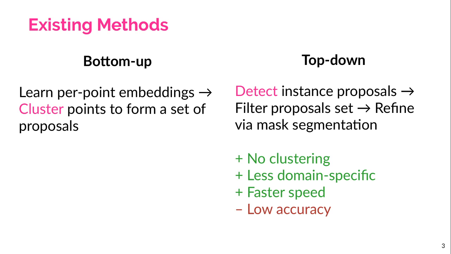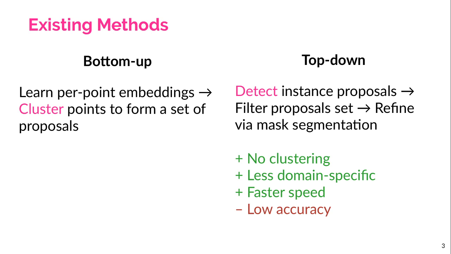Top-down approaches directly predict instance proposals as object proxies, which are then filtered via non-maximum suppression and refined via mask segmentation. Top-down methods have several advantages over bottom-up ones. They do not require domain-specific clustering algorithms and are faster on inference. But these benefits are gained at a cost of prediction quality.